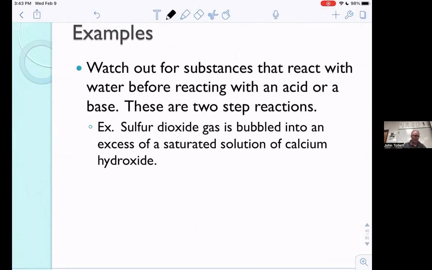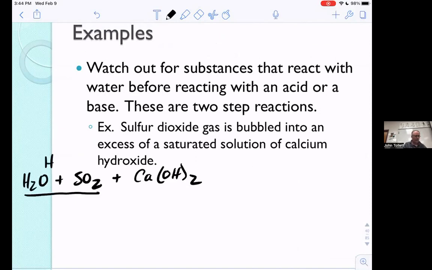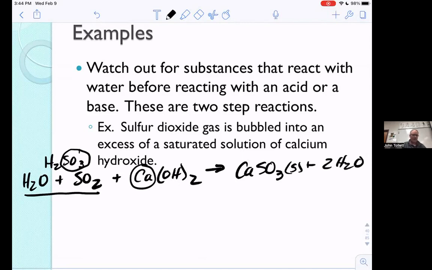And we did this a while back, but it's been a few moons since we did it. But you have sulfur dioxide gas bubbled through an excess solution of calcium hydroxide like this. But I don't see the acid there. The reason I don't see the acid is because I'm not paying attention to the solution. H2O and SO2 actually make H2SO3. So when I do this double replacement or this neutralization reaction, what I'm going to use is that H2SO3. So what I'm going to end up making is this sulfite is going to go with the calcium. So I'm left with calcium sulfite, which is a solid. And then I'm left with my 2 moles of water as well.